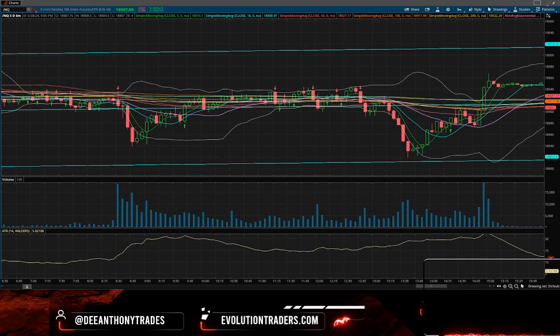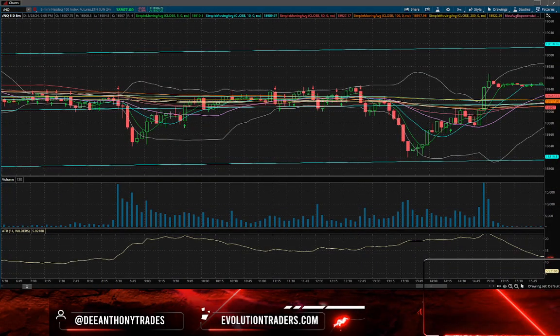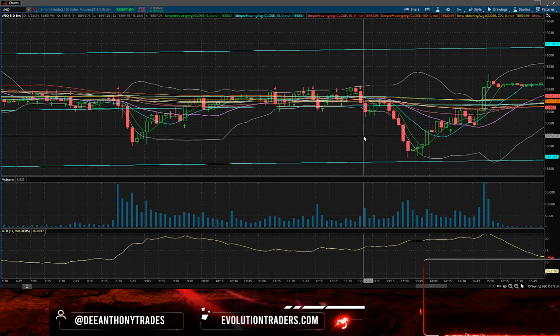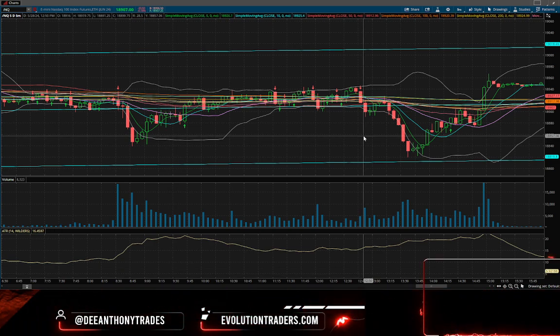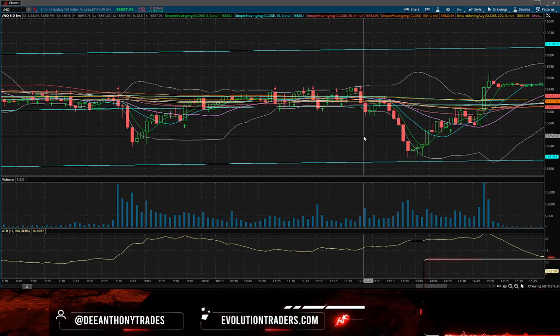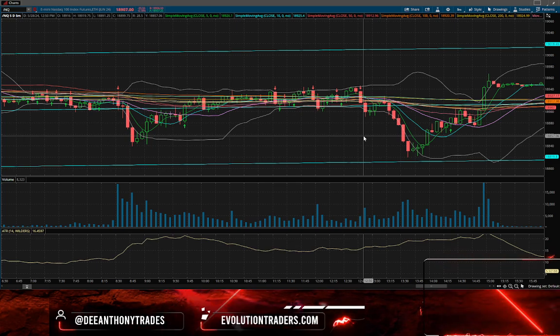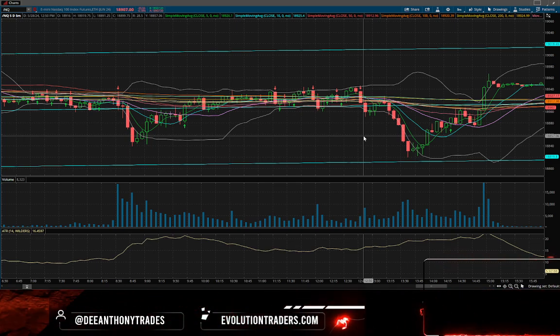Now, what I'm looking for here overall is my typical 20 SMA plays to the downside, and I'm looking for reversals. And I'm also looking for low of day breaks after a long period of consolidation.